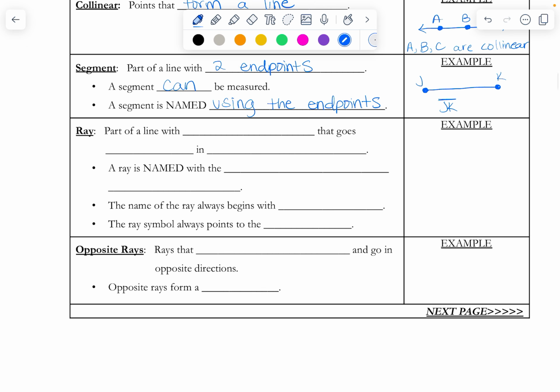All right, next definition is a ray. A ray is also part of a line. It has one endpoint that goes forever in only one direction.